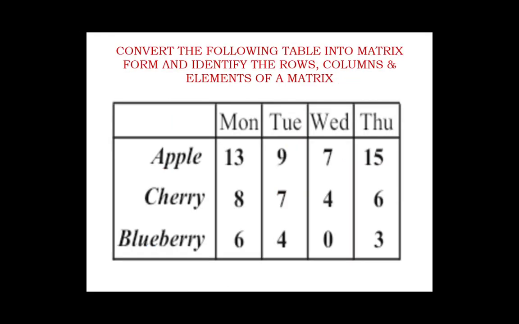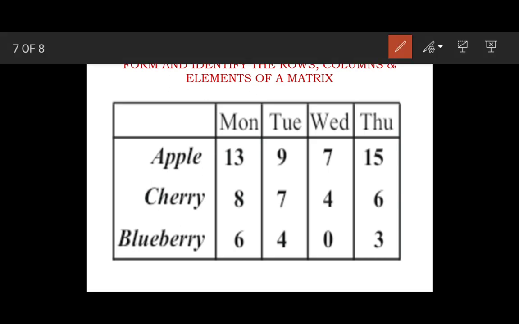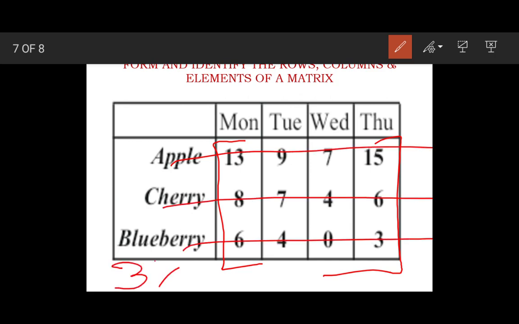See the next example. In this, first you have to write this in matrix form. So how can you write this in matrix form? Just put the square bracket and write all the numbers. Okay, so then that will be a matrix. After writing in matrix form, define the number of rows. So how many rows are there? 1, 2, 3. Columns 1, 2, 3, 4. Okay, so order of a matrix is 3 by 4.